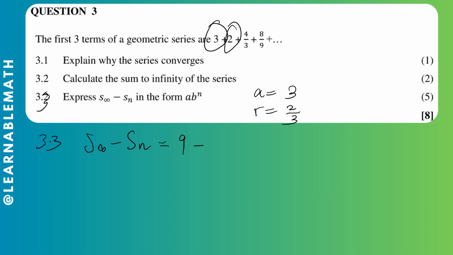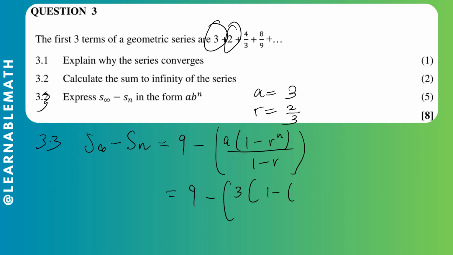For the sum of n terms, we can use a formula. There's a formula that says a times 1 minus r to the power n, over 1 minus r. There are two of them actually. So 9 minus, what is our a? Our a is the first term, which is 3, times 1 minus our r, which is 2 over 3, to the power n. This is divided by 1 minus r, which is 2 over 3. So we just need to simplify this.